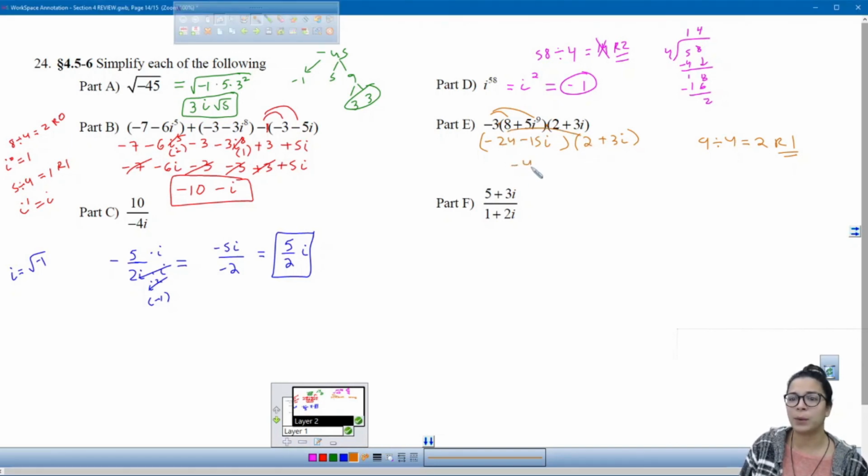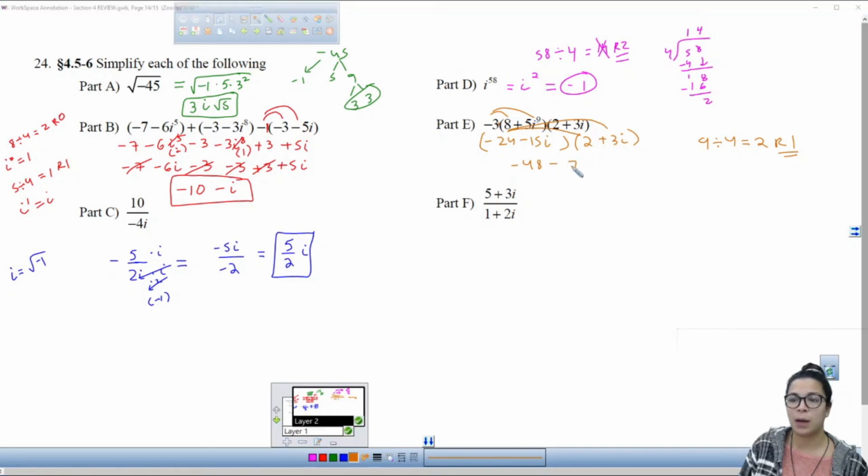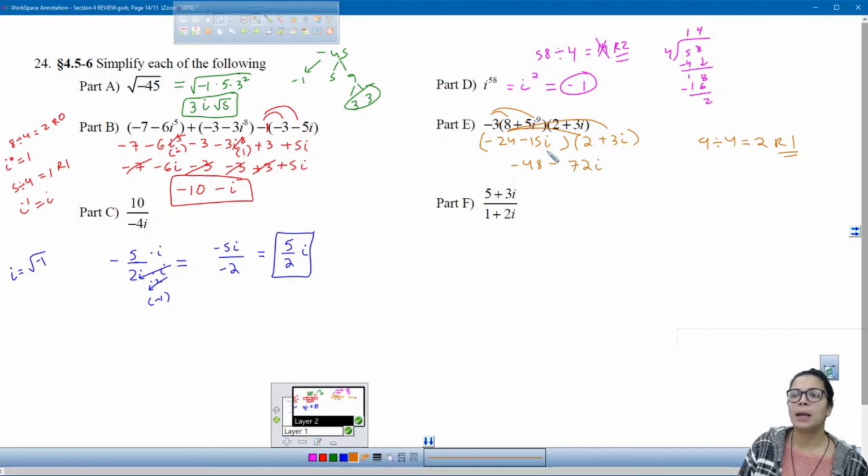-24 times 2 is -48. -24 times 3i would be -72i. -15i times 2 is -30i, and -15i times 3 is -45i squared. Remember that i squared is equal to -1, so this is -48 plus 45, because -45 times -1 will be +45. -48 plus 45 will be -3, and then -72 minus 30i will be -102i.